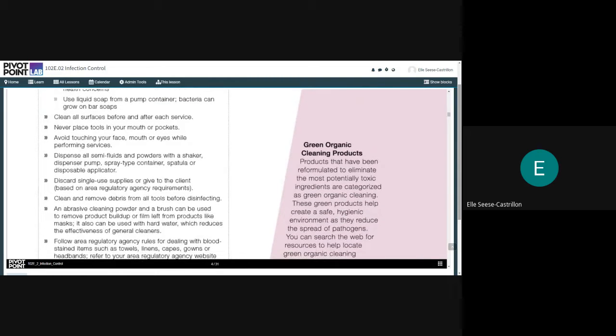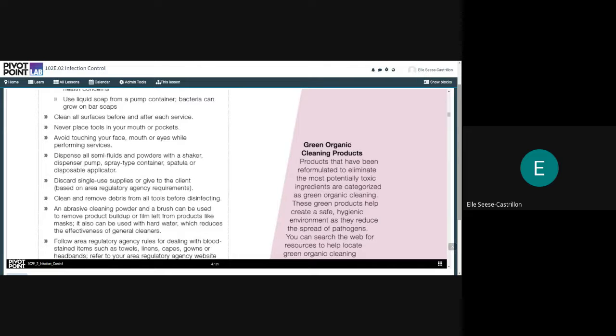Clean all surfaces before and after each service. Never place tools in your mouth or pocket. Avoid touching your face, your mouth, and your eyes while performing your service, and dispense all semi-fluids and powders with a shaker, dispenser pump, a spray type container, a spatula, or disposable applicator. Discard single-use supplies or give them to the client based on the area regulatory agency requirements.